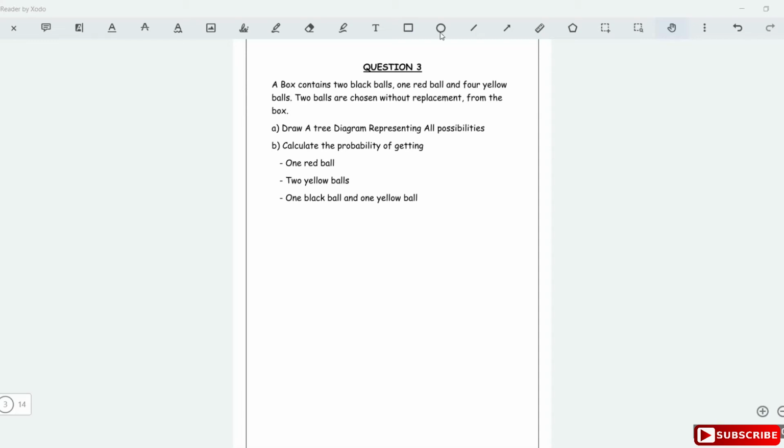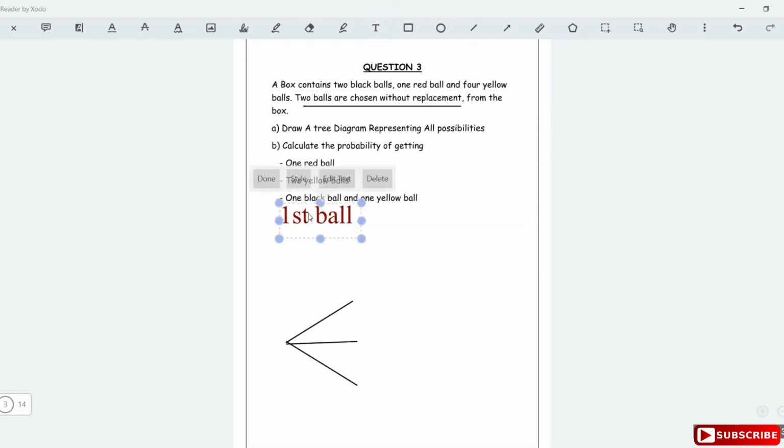always remember the tree diagram is for what you want. 2 balls are chosen without replacement. So we're going to draw a tree diagram with 2 balls being chosen. So you always start with the first ball. With the first ball, you can either draw a black ball, or you can draw a red ball, or you can draw a yellow ball. That's the first thing in your tree diagram. This tree right here is for the first ball.